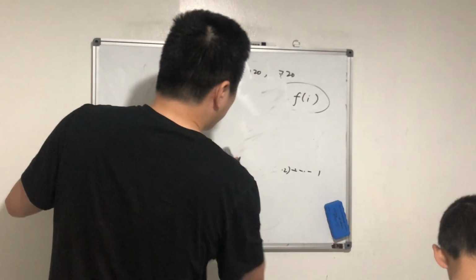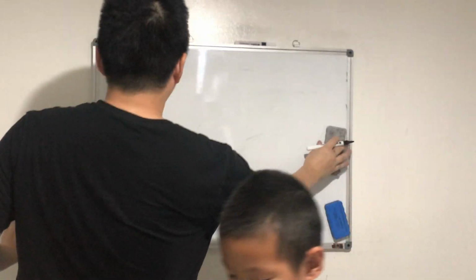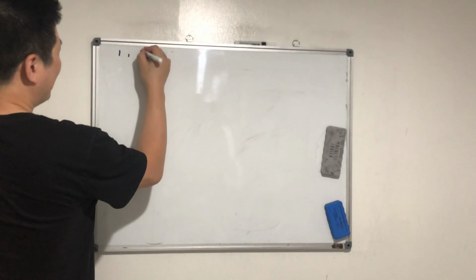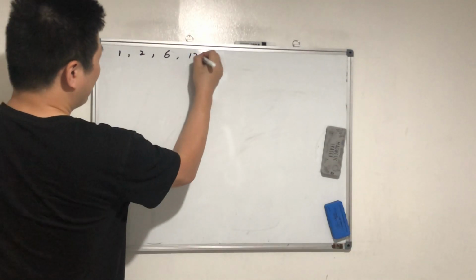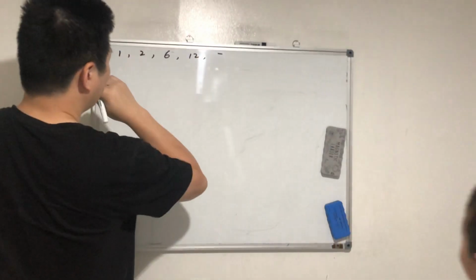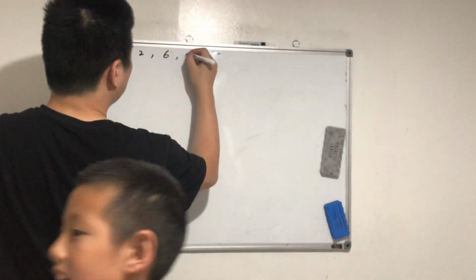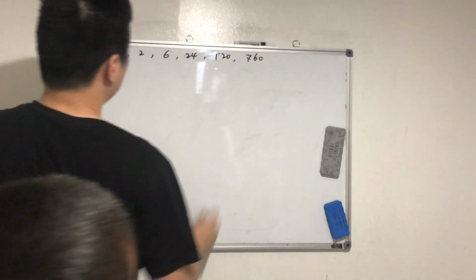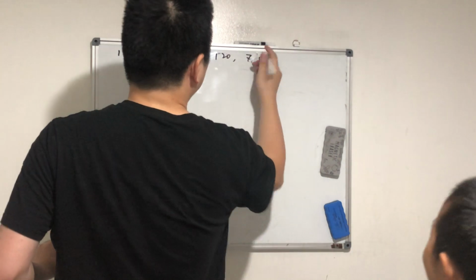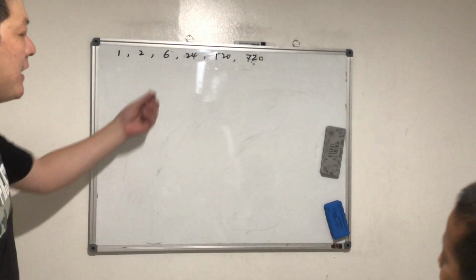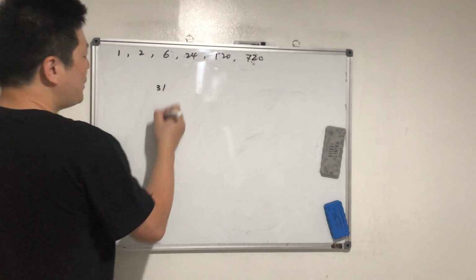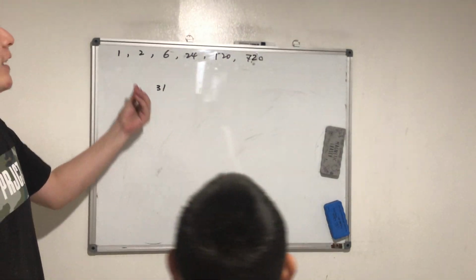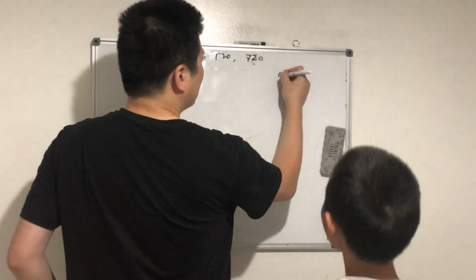Okay, now let's write the first few again: 1, 2, 6, 24, 120, and 720. Okay, so if I give you a number like 31, can you represent it as a sum of distinct factorials? What's distinct? Distinct.